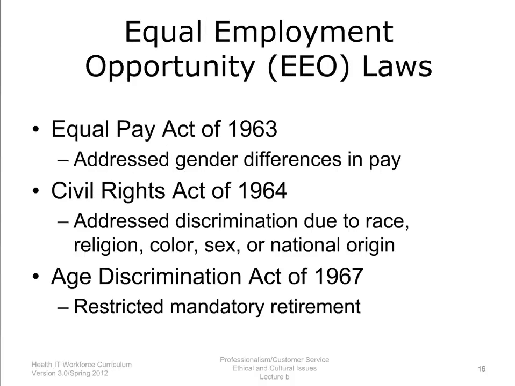Since the 1960s, several federal laws have been passed to prohibit discrimination and ensure equal employment opportunity. For example, the Equal Pay Act of 1963 prohibits gender differences in pay for substantially equal work. The Civil Rights Act of 1964 prohibits employment discrimination on the basis of race, religion, color, sex, or national origin. The Age Discrimination Act of 1967 prohibits age discrimination and restricts mandatory retirement.